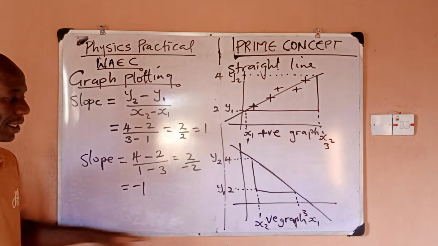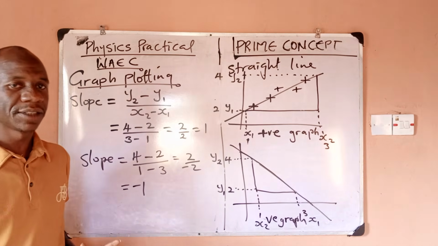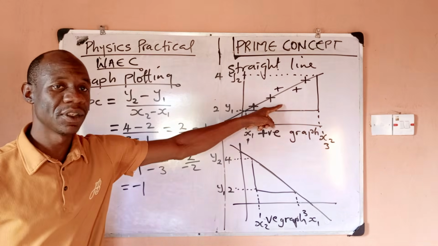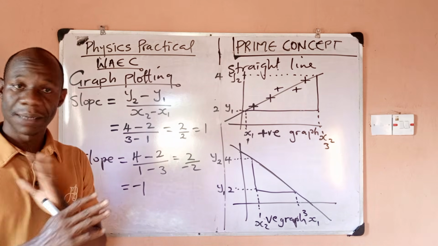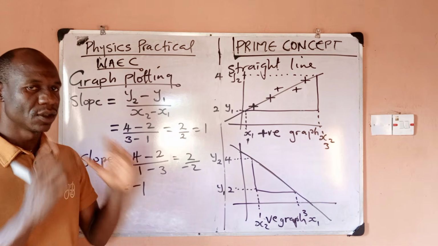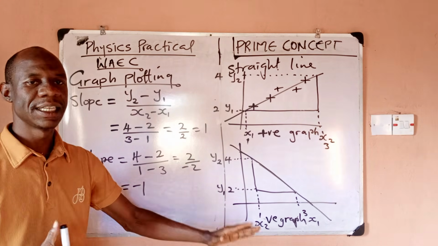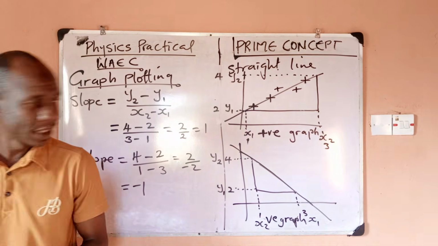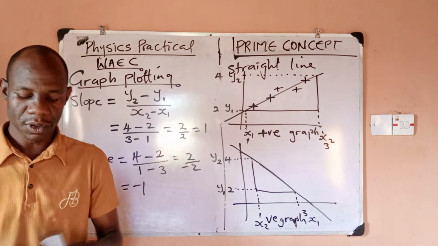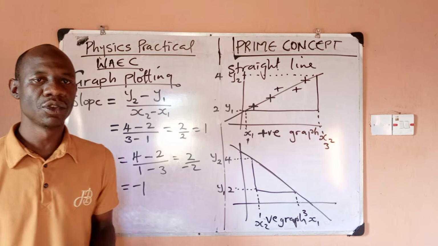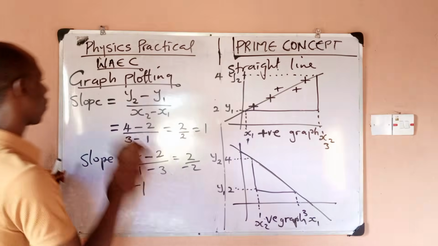So are you seeing why this graph is a negative graph while this graph is a positive graph? And I believe this concept is clear to you. So you need to understand the difference between a positive graph and a negative graph. Now moving on, quickly, I want to tell you, for a curved graph, how do you find the slope for a curved graph?